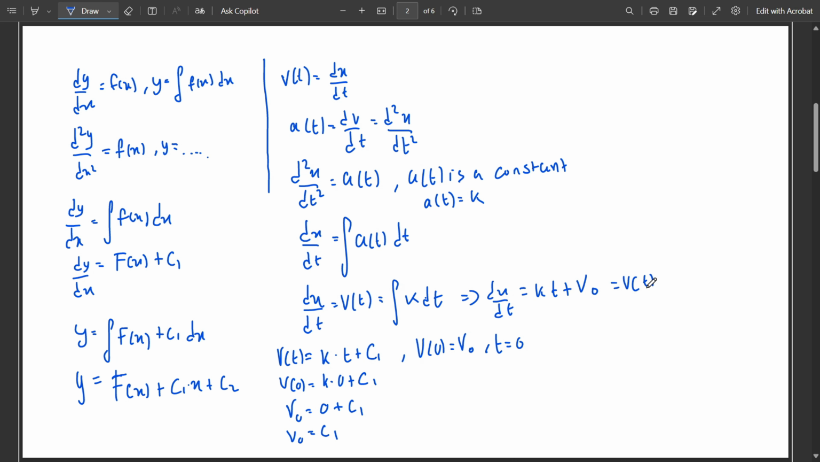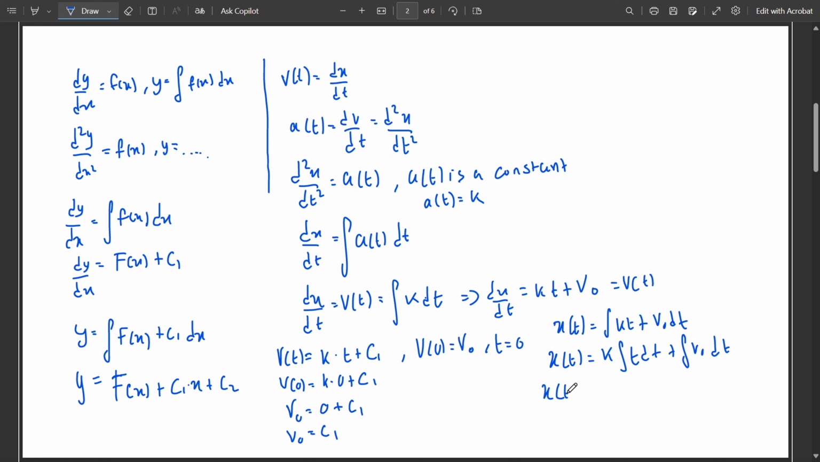We want the position function, x of t, so we need to integrate this again. To find x of t, the integral of dx/dt, x of t equals the integral of kt plus v initial dt. This simply becomes k times the integral of t dt plus the integral of v initial dt.